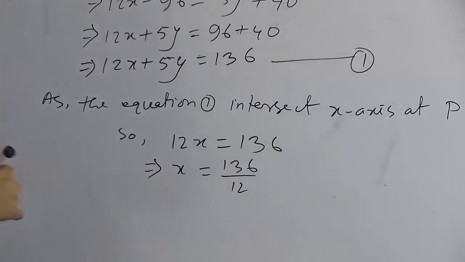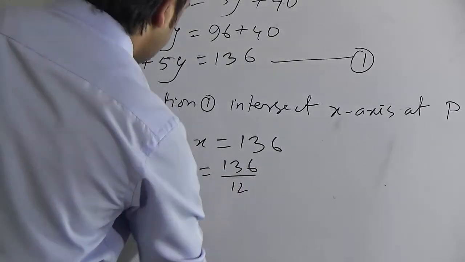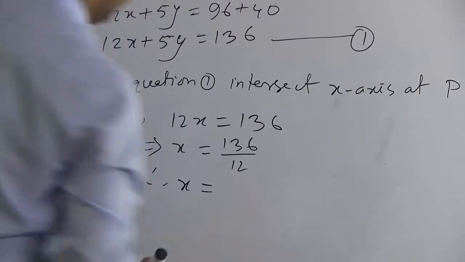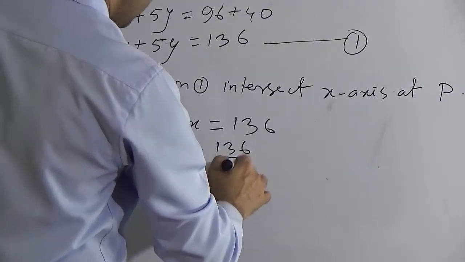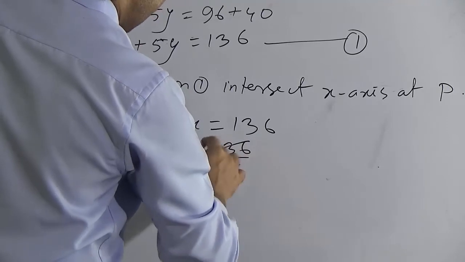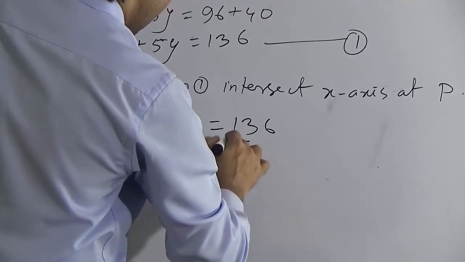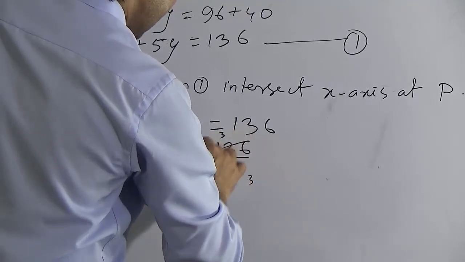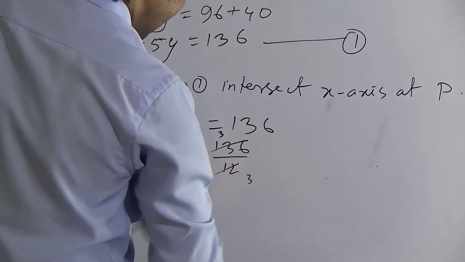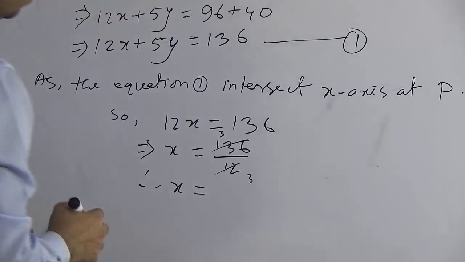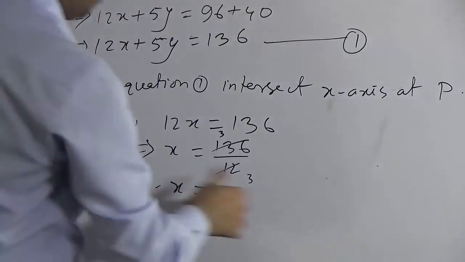So now what can we get here? What is the value of x? Here we can cut by 4. If we cut by 4, we get 3 and 1 left, 16, that will be, can we divide by 4?